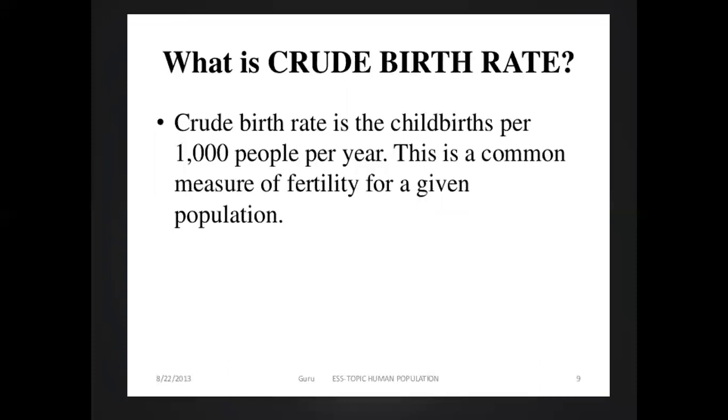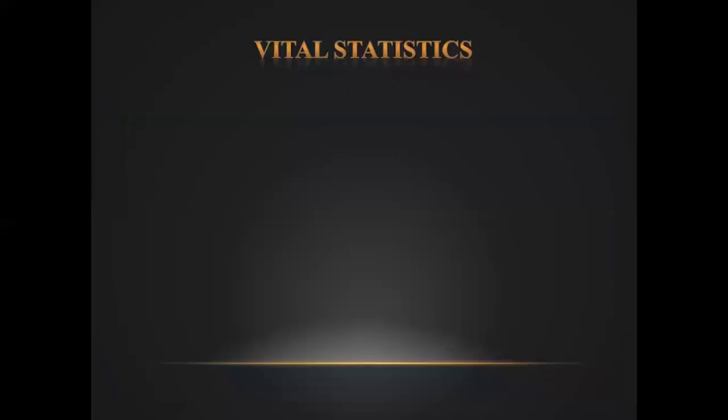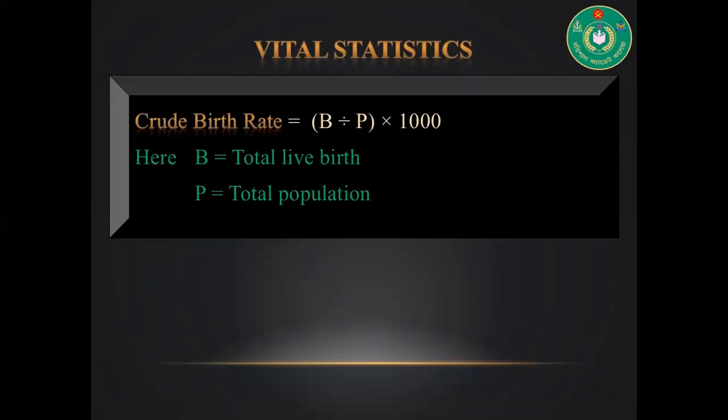Dear cadets, what is crude birth rate? Crude birth rate is the number of child births per 1,000 people per year. This is a common measure of fertility for a given population. Crude birth rate equals B divided by P, multiplied by 1,000, where B equals total births and P equals total population.